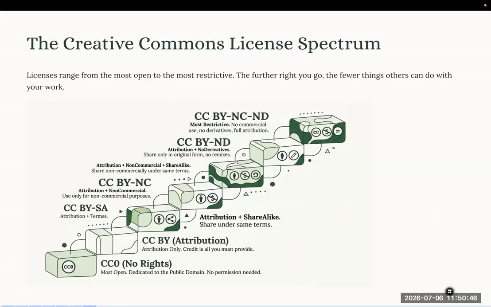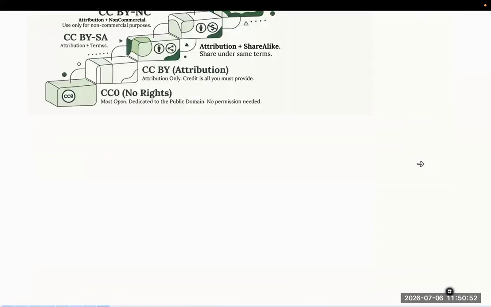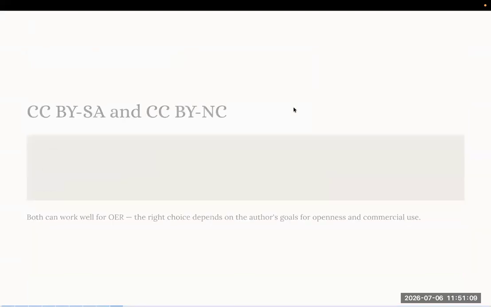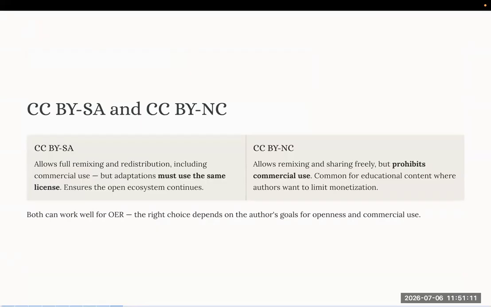Personally, I tend to be somewhere in the middle here, somewhere between CC BY-SA and CC BY-NC-SA. These are the most open ones, the ones that people recommend for OER, as long as you don't care if people are going to make money off of it. They're the easiest to use and the most OER friendly. CC BY-SA and CC BY-NC are the two that most faculty feel the most comfortable with.